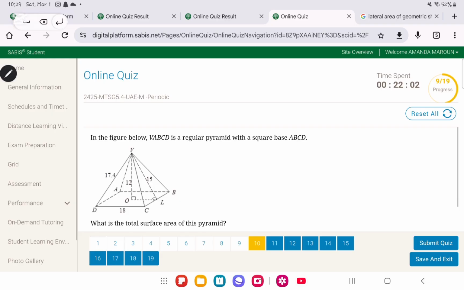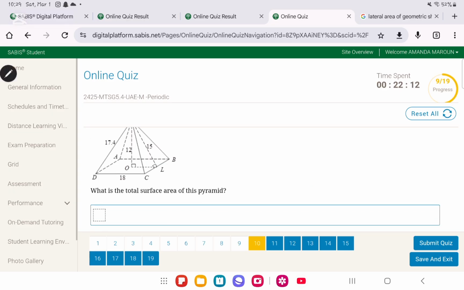We move on to question number 10. This is a very, very important question. In the figure below, VABCD is a regular pyramid with square base ABCD. They need the total surface area of this pyramid. We have many ways to find the total surface area. You could either memorize the rules of the surface area. So the surface area of any regular pyramid is going to be the area of the base plus 1/2 times the perimeter times the slant height. You could do it like this, or another way that I prefer to use.